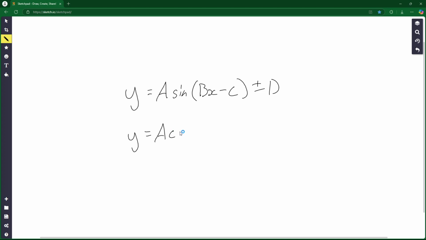That is going to be y is equal to a sine times bx minus c, and sometimes you'll see plus or minus d. And then our other function is just going to be the same, except it is going to be a cosine, bx minus c plus or minus d.